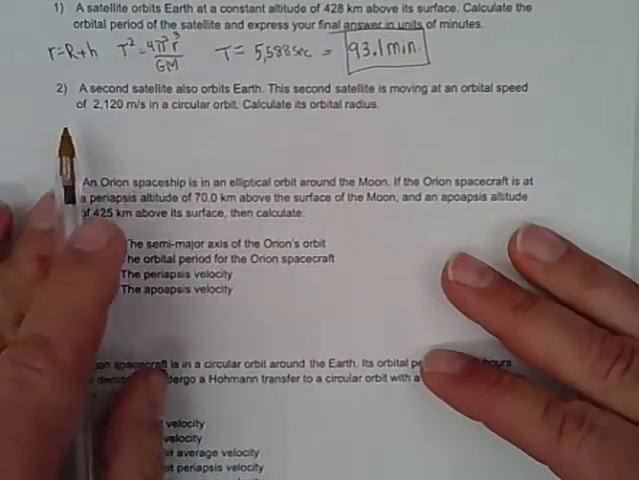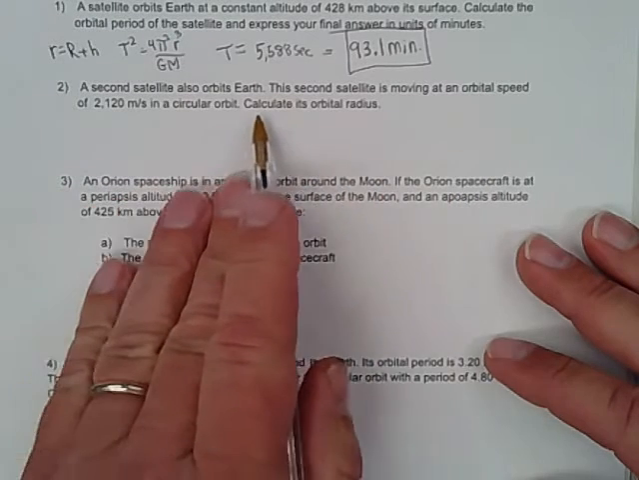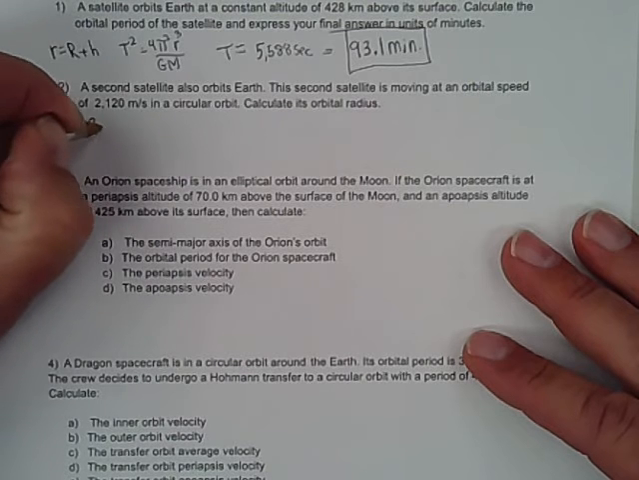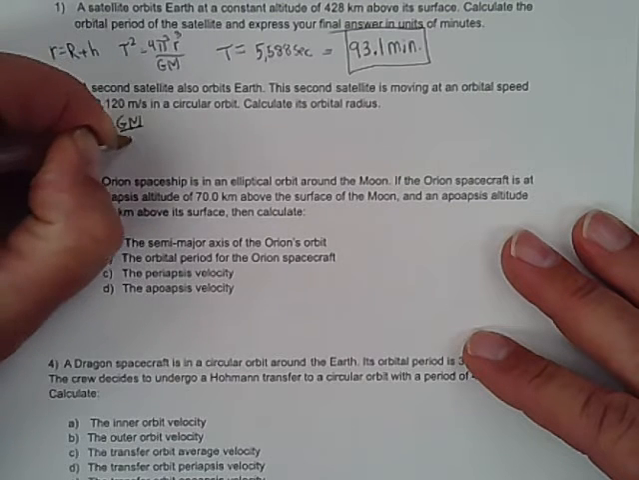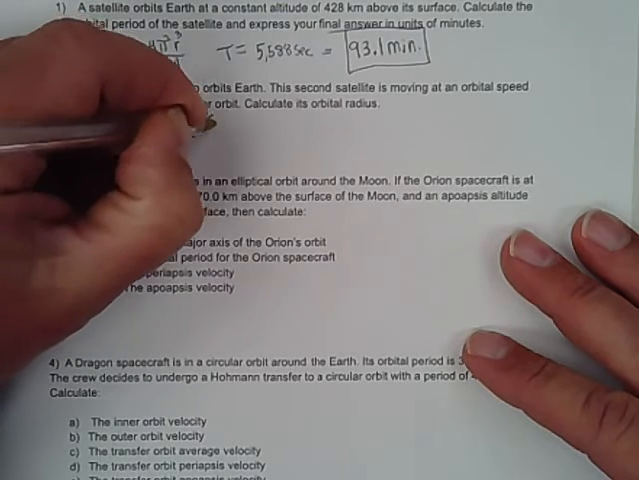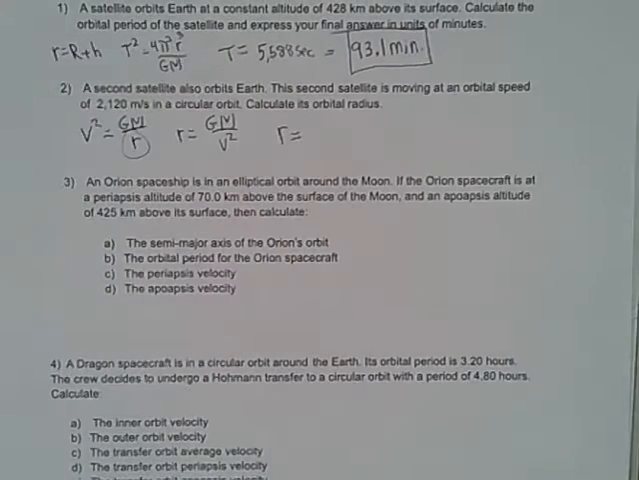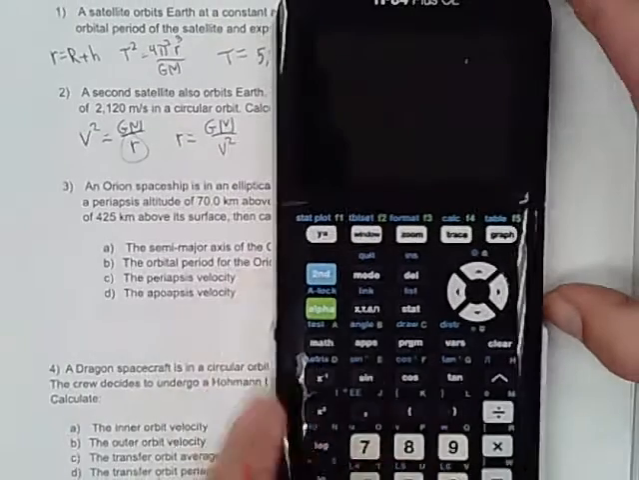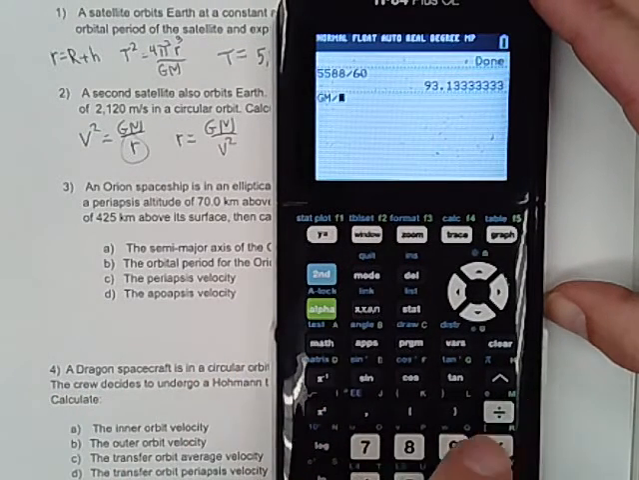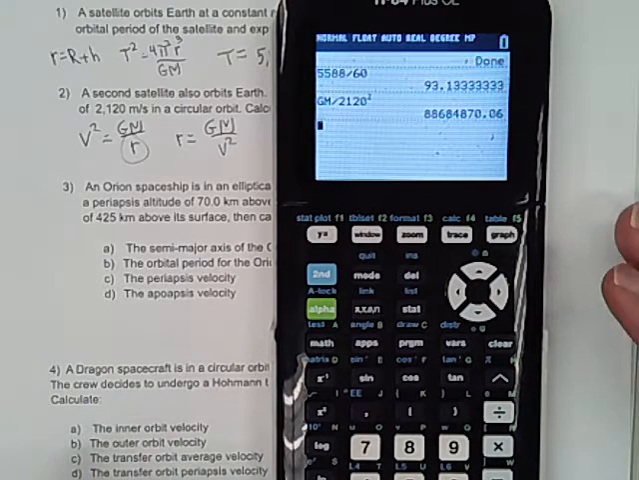Number 2: a second satellite also orbits the Earth. This second satellite is moving at an orbital speed of 2,120 meters per second in the circular orbit. To calculate the orbital radius, I don't have a program for that one. So V squared equals GM over r, and I need to solve for r. So r equals GM over v squared, and the orbital radius will be in units of meters when I get done. This is going to be G times M, the mass of the Earth, divided by 2120 squared, enter, which is a whole bunch of meters.